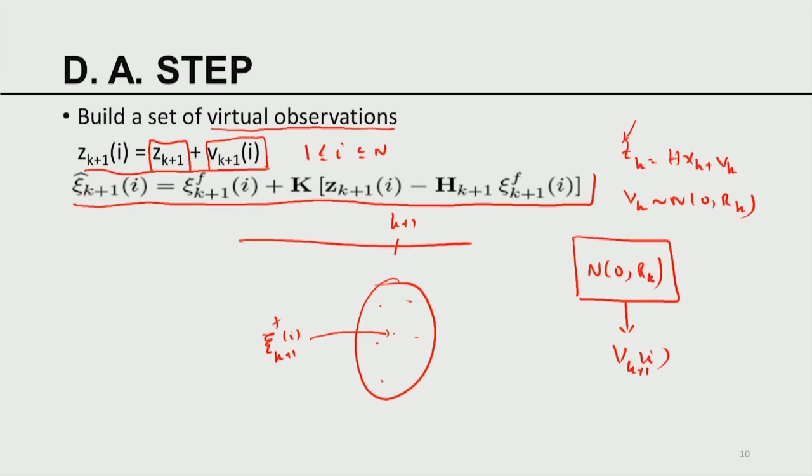The analysis at time k+1 for the ith ensemble strand is equal to the forecast at time k+1 for the ith member plus K times (z_{k+1}^i minus H_{k+1} times the forecast member). Here I would like to enlighten you with a couple of things. I am sure a careful reader would have already noticed it. Hey, you started with the nonlinear model, but you are using a formula that is meant for a linear model. So for this update equation for the data assimilation step, we are trying to do two things.